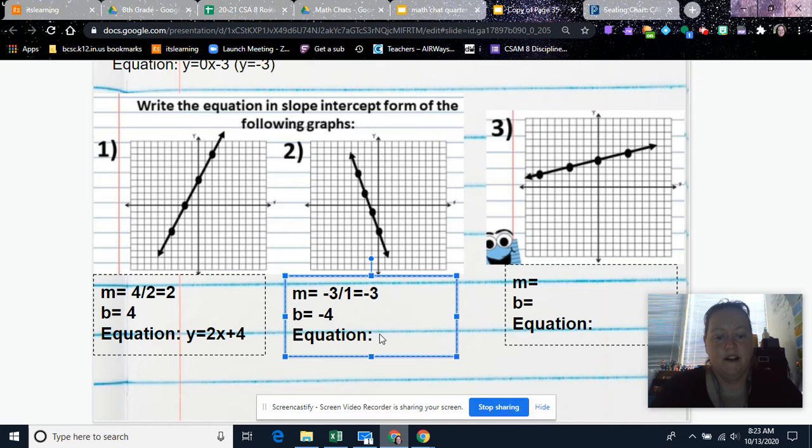So then we have left to write our equation. So y equals mx plus b. Again, you'll notice that I corrected that, but you could also say plus -4. Both of those things mean the same thing. Okay, so now I want you to try number 3 on your own.